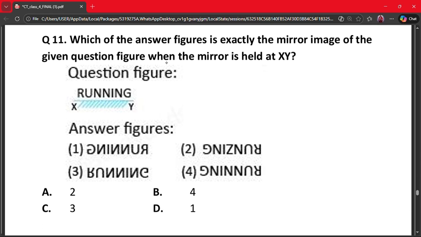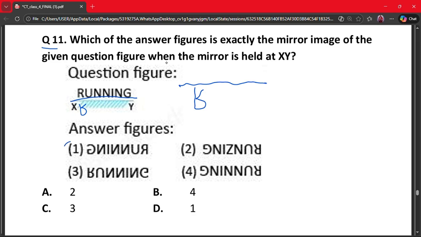Question number 11. Which of the answer figures is exactly the mirror image of the given question figure when the mirror is held at XY? So the question figure is this, running. So running will be reflected something like this. So where we can see a figure which says something like this in the starting place of the left side.